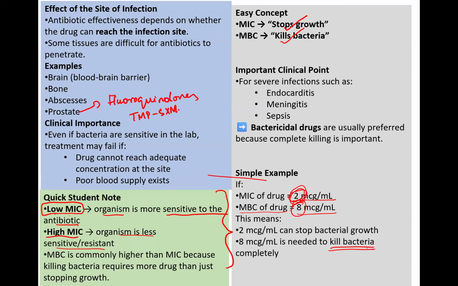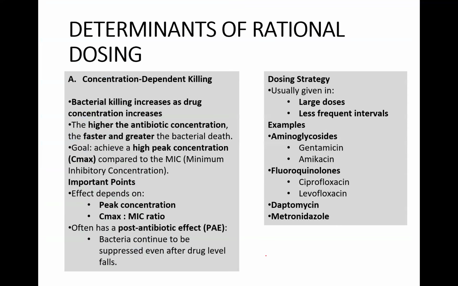Perfect. So, determinants of rational dosing. We are going to discuss a few important things. First one is concentration dependent killing. This is a type of approach of the antibiotics. In concentration dependent killing, the bacterial killing increases as the drug concentration increases.